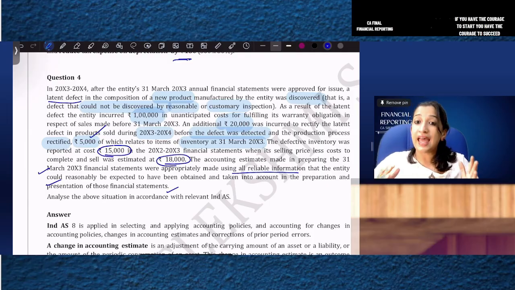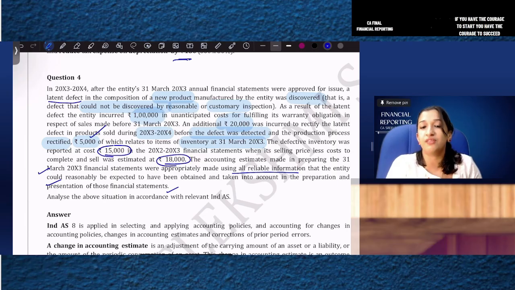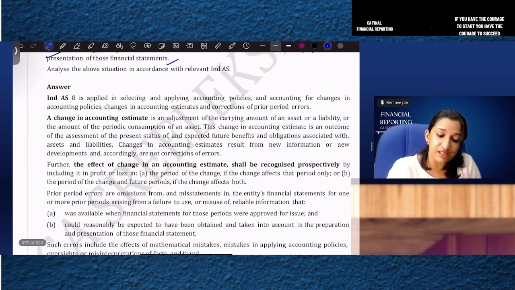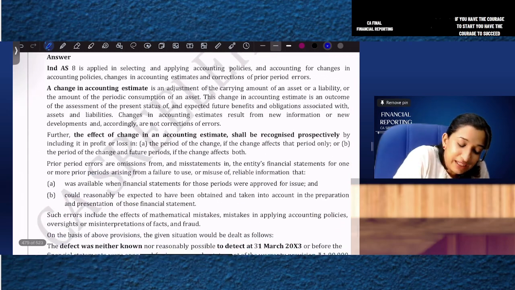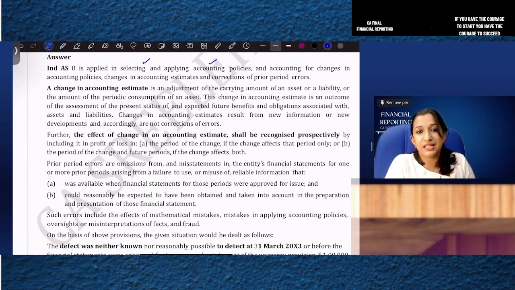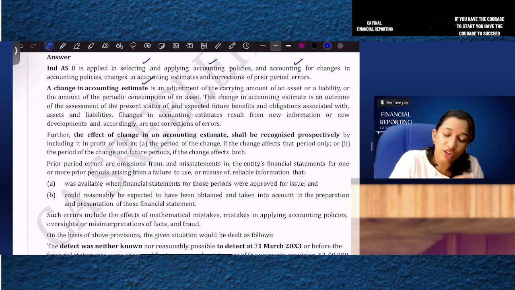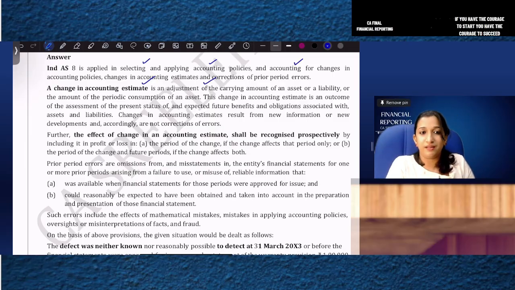So there was a latent defect which got detected only now. So is it an error or a change in accounting estimate? It is not an error. It is a change in accounting estimate. So Ind AS 8 is applied in selecting and applying accounting policies, accounting for change in accounting policies, change in accounting estimates, and correction of prior period errors.